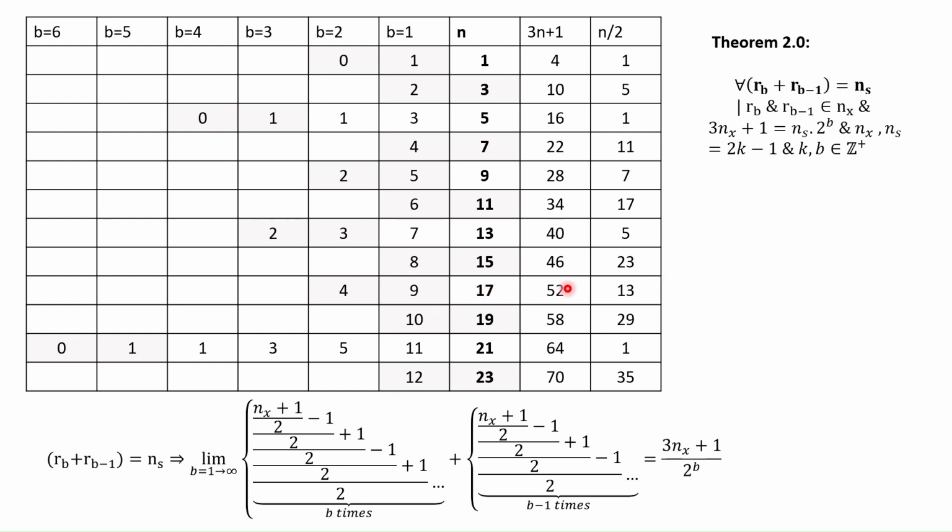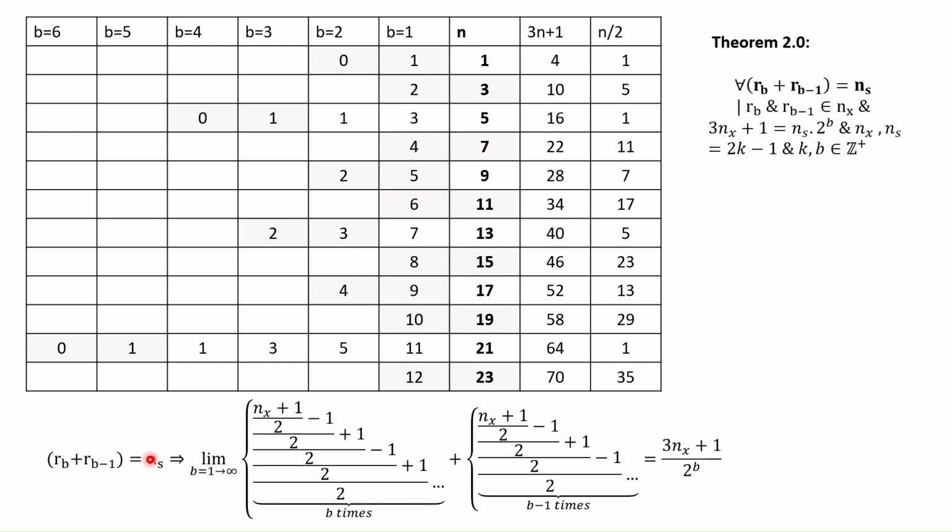Alternatively, there is another way. We approach theorem 1, and then we plug in the values of theorem 1 and prove this thing. If you don't like theorem 1, you can just ignore it. You can just consider the expansion of RB and RB minus 1 in the form of continued fractions. And what you would get is it is equal to 3nx plus 1 by 2 to the power b. Now, if you look at our transformational law, it is 3nx plus 1 is equal to ns into 2 to the power b.